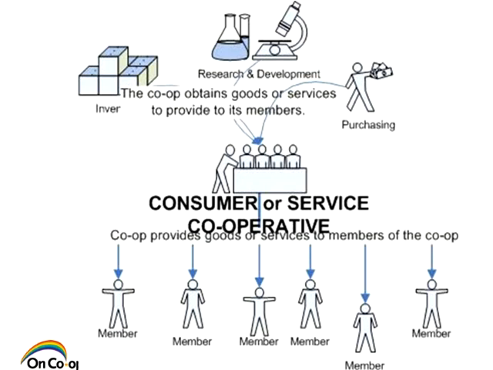The first type of cooperative that we'll talk about is what we call a consumer cooperative or a service cooperative. The idea here is that the relationship between the member and the cooperative is one where the cooperative is providing a good or a service to the member, and the member buys or takes part in that good or service. This is certainly the most common by the numbers in terms of cooperatives.